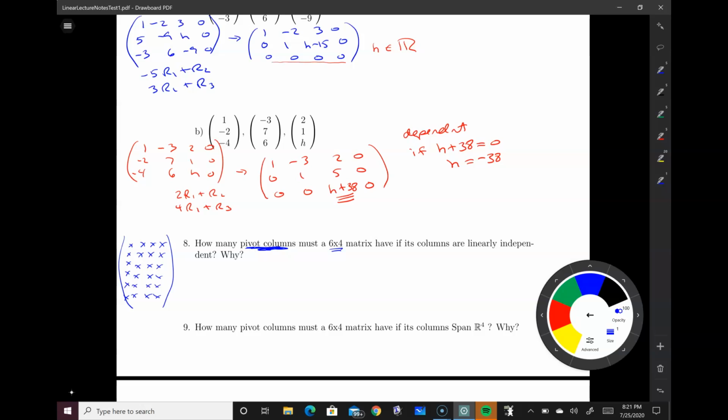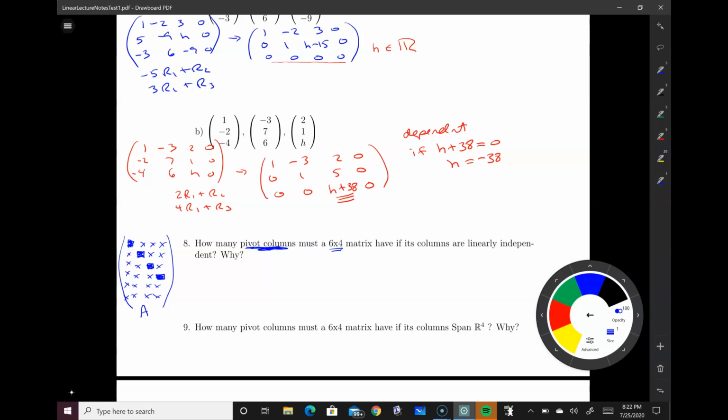So to make them independent, I want to have only the trivial solution. So this is just the matrix A. It's not the augmented matrix. So if I have a pivot here, and I have a pivot here, and I have a pivot here, and I have a pivot here. So if I have 4 pivots, then I would have only the trivial solution.